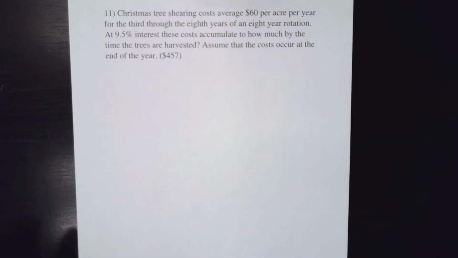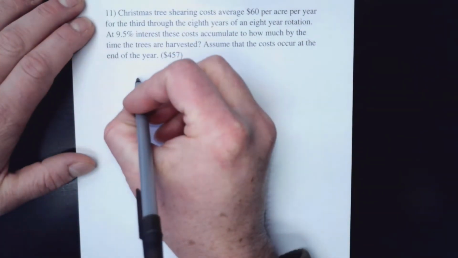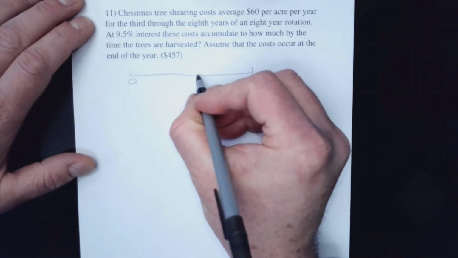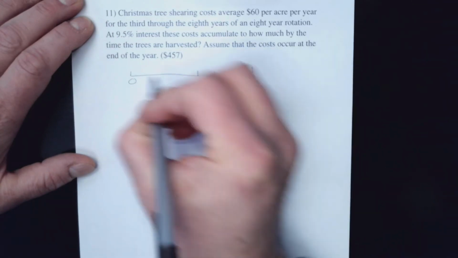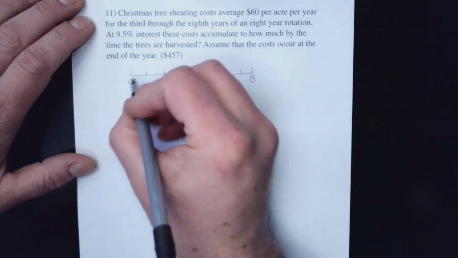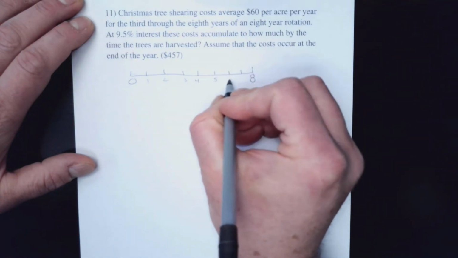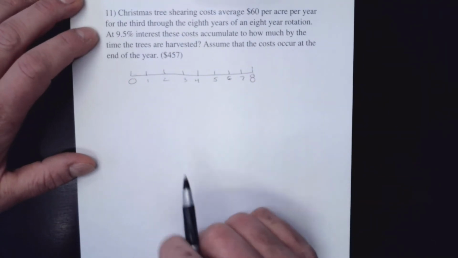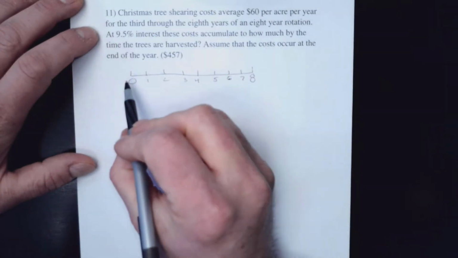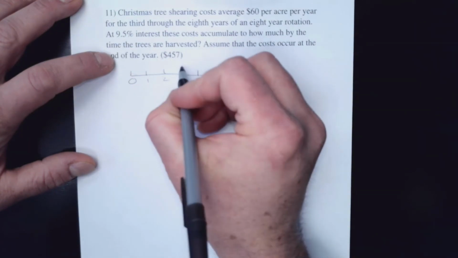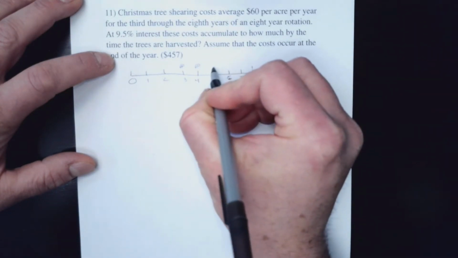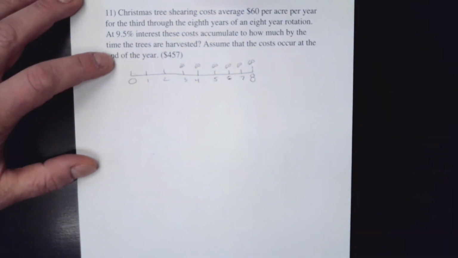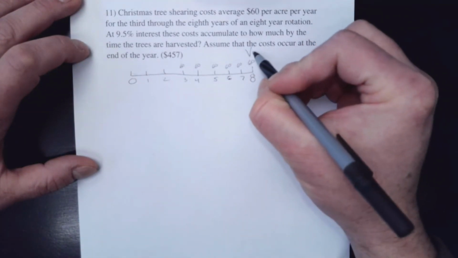So this is one where a timeline would be pretty useful. So let's do that. If we have an 8-year rotation and we start at 0, then we have 1, 2, 3, 4, 5, 6, 7, harvest the trees in year 8. So it's $60 per year for the third year through the 8th year. So year 1, year 2, year 3, the third year. So we have 60, 60, 60, 60, 60, 60. And we want to know what the costs accumulate to. So we want to know VT.